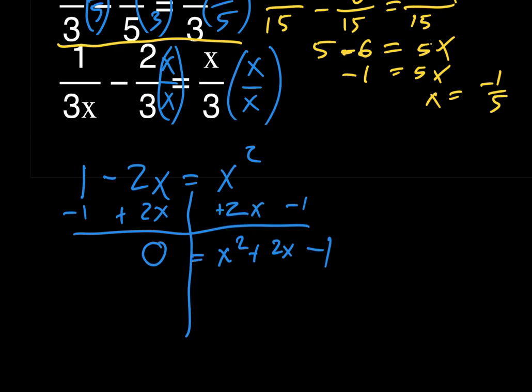Do I have two numbers that multiply to negative 1 and add to positive 2? The answer is no, I don't. So I'll get rid of my things, and this is when you would run it through the quadratic formula, which I'm not going to do on the slides right now.